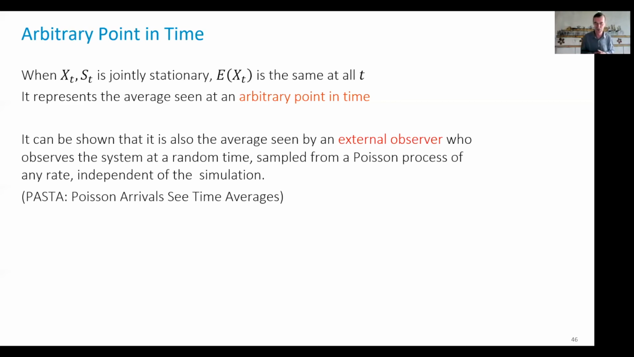It's not possible. So one way to go around that is that mathematicians say, well, we assume the distribution is stationary, and since it is stationary, if X(t) is jointly stationary with the simulation, the expectation of X(t) does not depend on time, because if I shift time, I will have the same output. So since it doesn't depend on time, that's what we call the result of a sampling done at an arbitrary point in time.